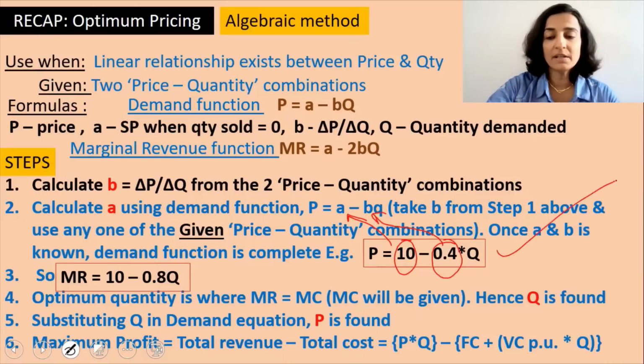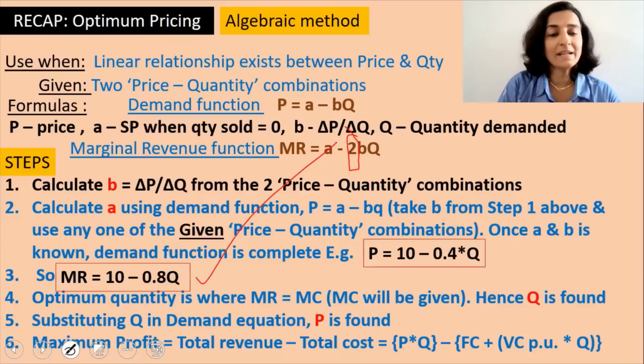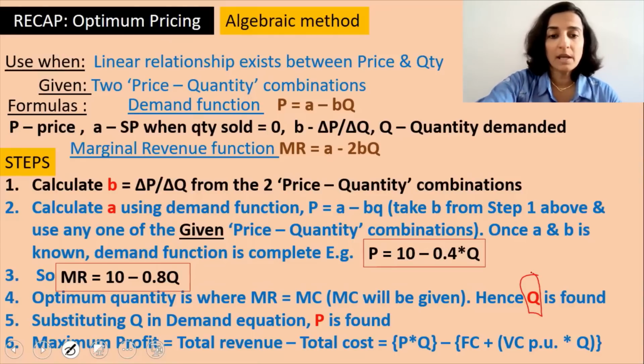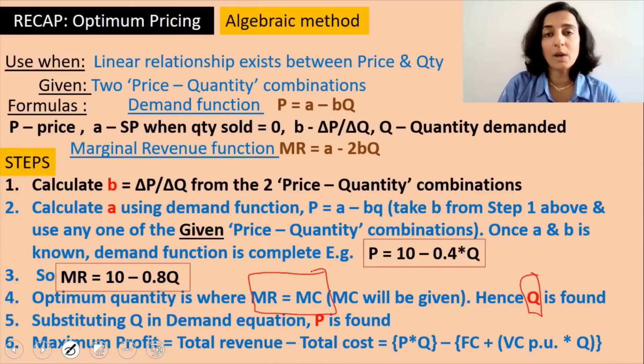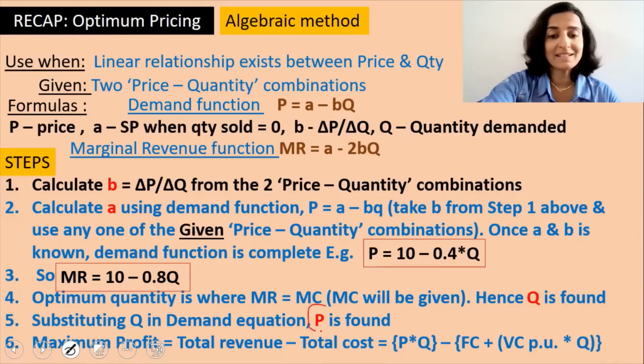Now, once you have the demand equation, it is very easy to form the marginal revenue equation, because the only difference is you have to multiply it with 2. So the marginal revenue function will be 10 minus 0.8Q. That is, we are just multiplying 0.4 with 2. And the next step is to find out the Q, or the quantity. And how do we find that out? By equating the marginal revenue and the marginal cost. The only unknown will be Q. So it is very easy to find out Q. And once you have found out Q, then the next step is to find out P by substituting the value of Q in the demand equation.